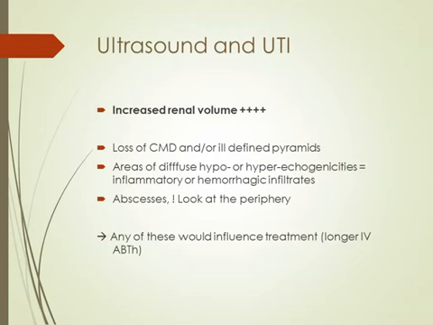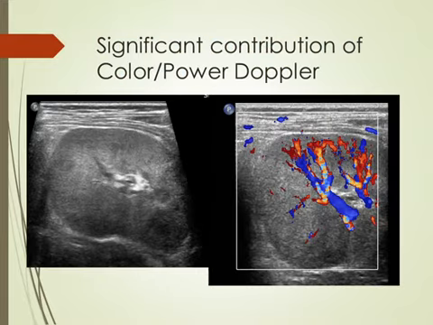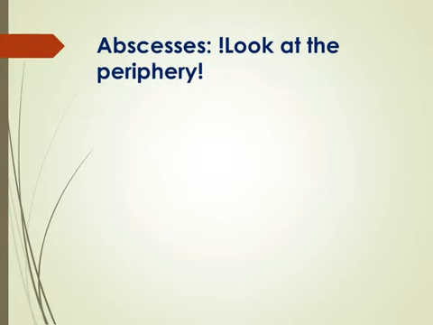So we would look for increased renal volume, loss of corticomedullary differentiation, areas of diffuse hyperechogenicity, and whenever you look for abscesses, you should look at the periphery. Also interesting is the contribution of color, a power Doppler. You can see here you have a swollen kidney, hyperechoic hilum, thickened bladder wall, loss of corticomedullary differentiation, and no perfusion on color Doppler. This is a typical appearance of acute pyelonephritis.